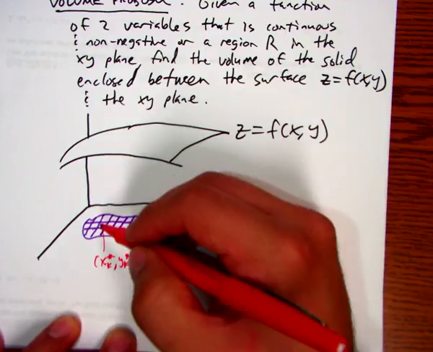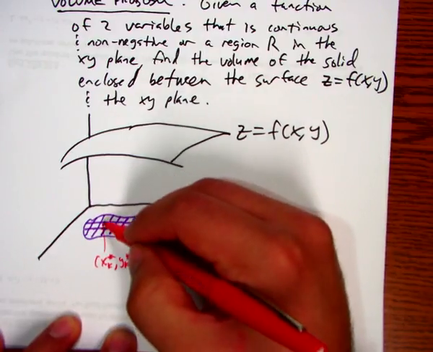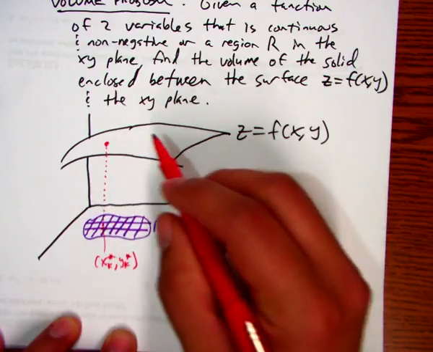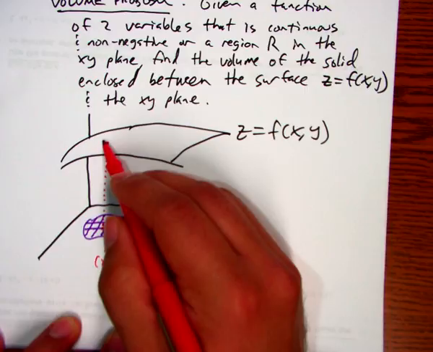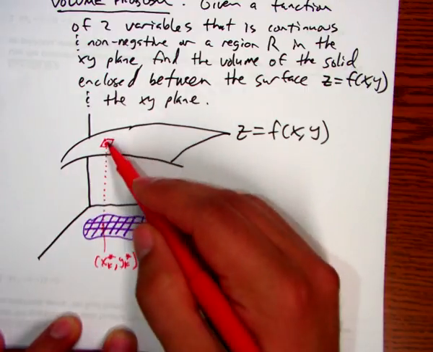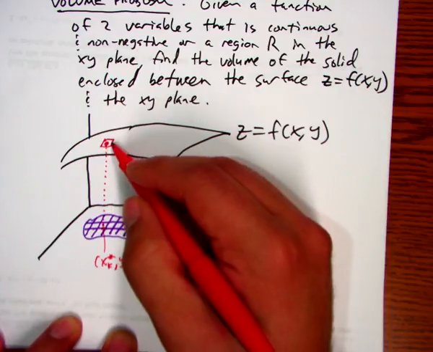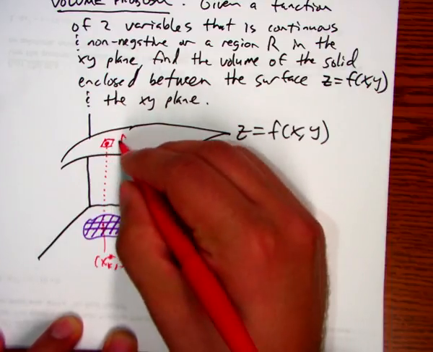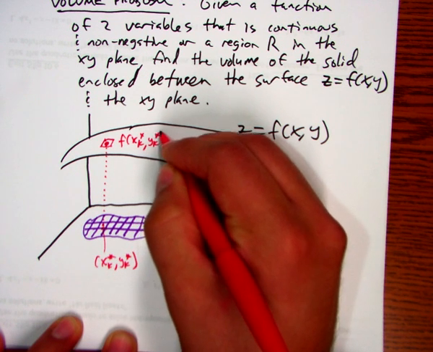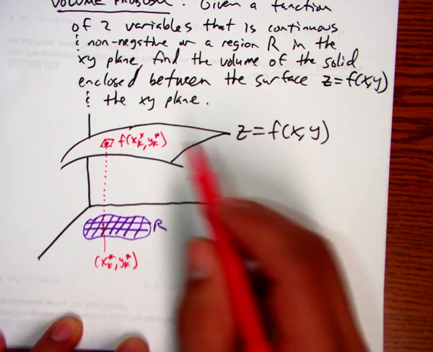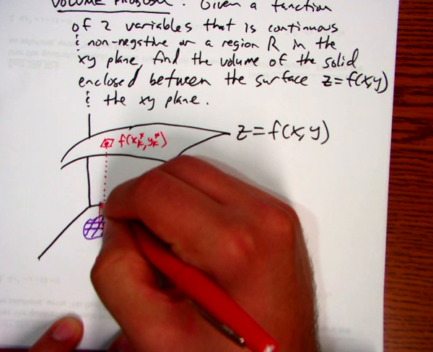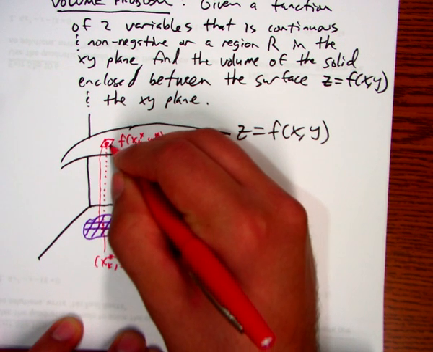And then if we map that to the surface, that corresponds to a little patch here, another little rectangle there. And that value will be f of x sub k star, y sub k star. So if you plug in that point from the region R, that'll tell you the height. And we can approximate the volume by making a little parallelepiped here.